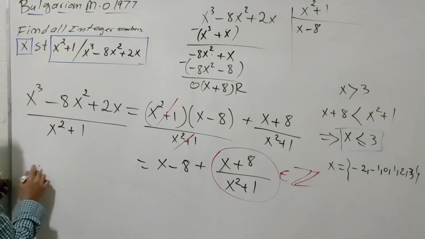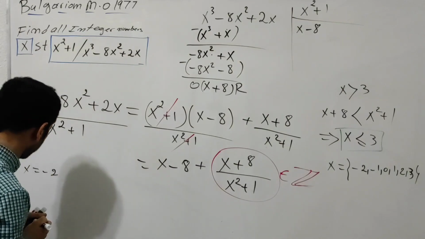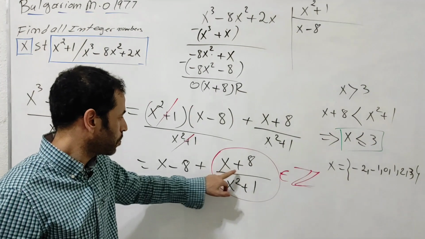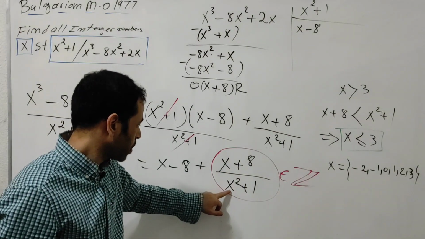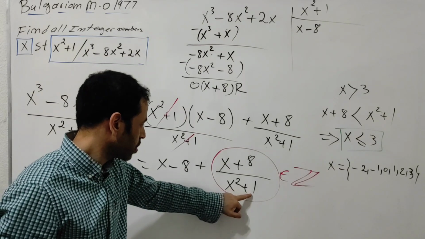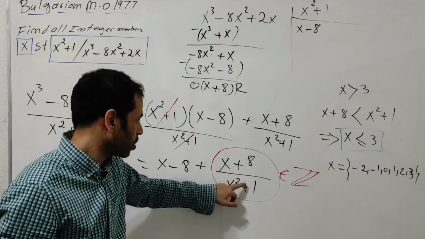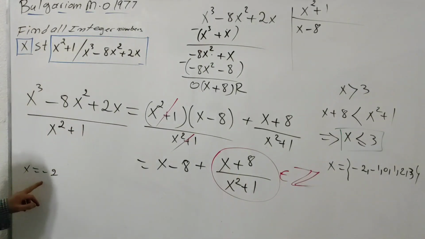So by checking x equals minus 3, we replace minus 3 here. Minus 3 plus 8 is giving us 5. Replacing minus 3 in the denominator gives us 9 plus 1, which is 10. So that means the numerator is smaller than the denominator, which is impossible. So that's why I take x equals minus 2.